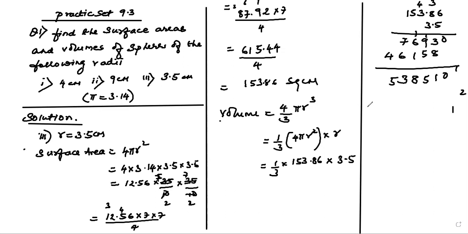So when you get this, what do you get, children? 5 3 8 5 1 0. The whole thing divided by 3. 3 ones are 3, 2, 3 7s are 21, 28, 3 9s are 27, 15, 3 5s are 15, 0, 9.333. Okay, what is it? Cubic centimeter. So I think a marathon calculation, children, but anyhow, always remember sphere, there will be a lot of calculation you have to do.